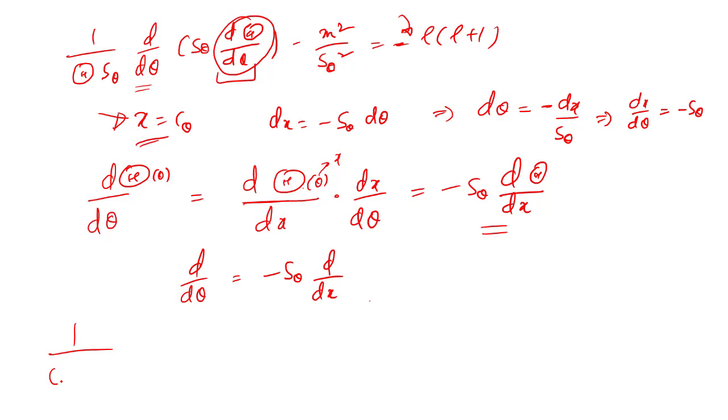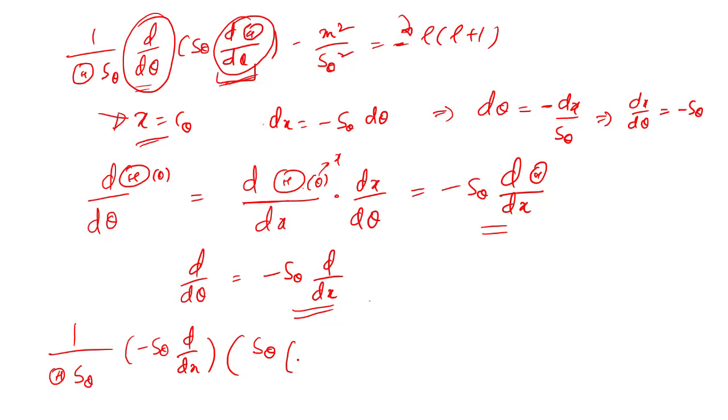So I would have 1 over theta sine theta. This d by d theta is minus sine theta d by dx, and then I have sine theta here, and this d by d theta will give me another sine theta d theta by dx, right, minus m square by sine theta square is equal to minus L into L plus 1.